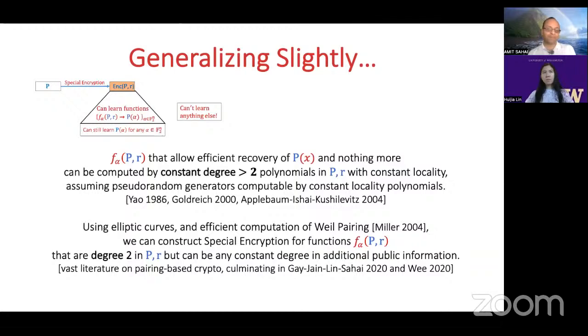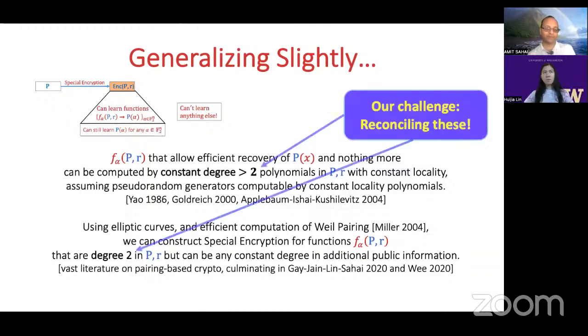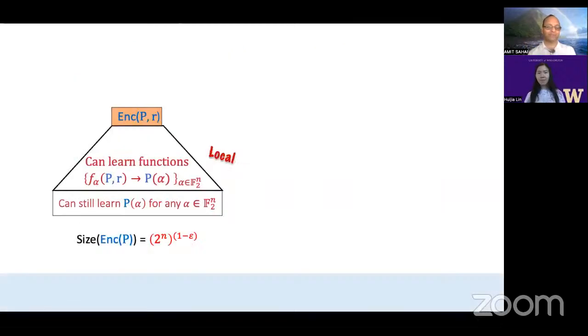So in order for us to finally achieve our goal, we have this fundamental challenge, which is to reconcile these two problems. On the one hand, if we could only achieve functions that have constant degree greater than 2, then we would be done, we would achieve IO, whereas the only tool that we have is something that allows us to achieve degree 2. So how can we reconcile these things? And this is what Rachel will now tell us about to take us home in the final portion of this talk. Before I hand it off to Rachel, let me just restate the problem a little bit. So here is our goal that I just presented, the special encryption that allows us to learn these functions f alpha that are local. They're constant locality, constant degree functions.